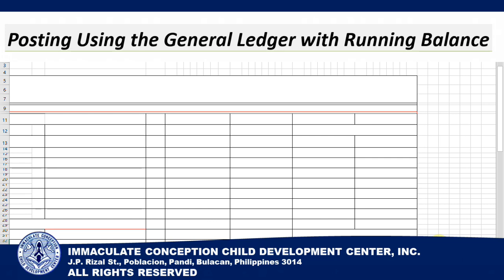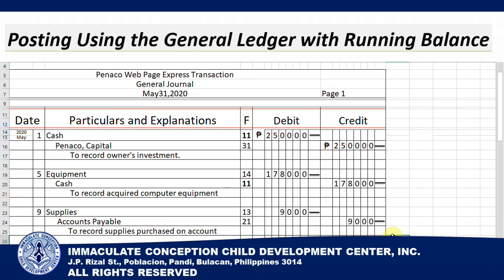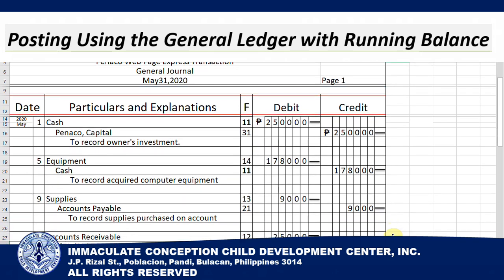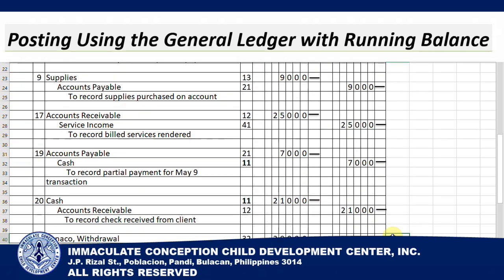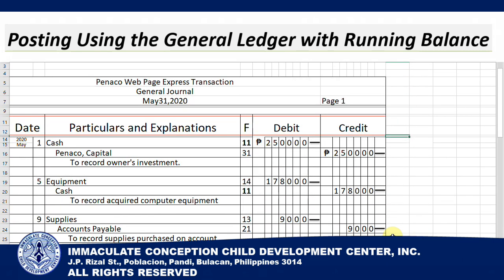Given is the template that we are going to use to post the transactions of Penaco Web Page Express. So here is the transaction of Penaco Web Page Express. All we need to do is to transfer the data of the transaction from the journal to the ledger. But before that, we need to organize the information by account. So we are going to start with cash, since the account number for cash is 11. Let's start to transfer all the amounts of the cash account title.